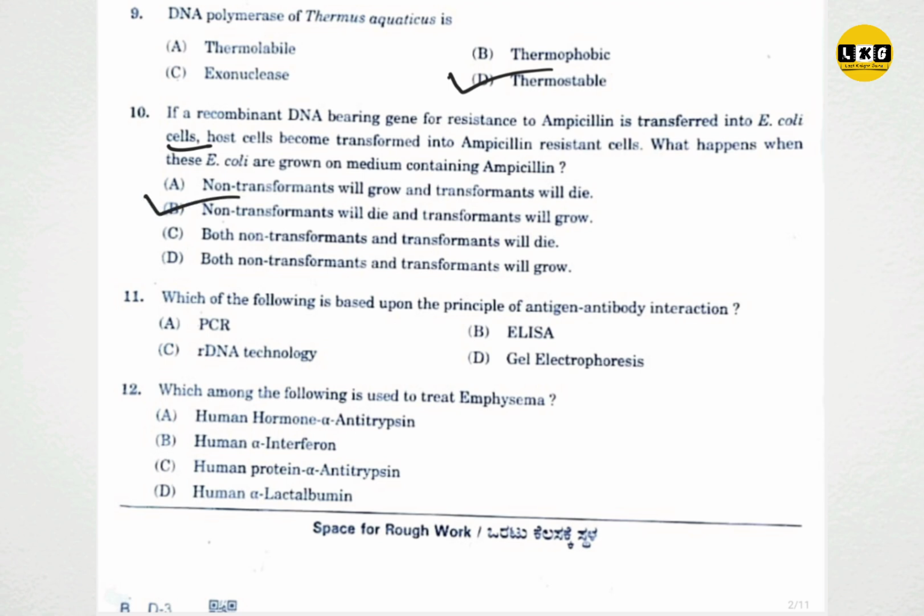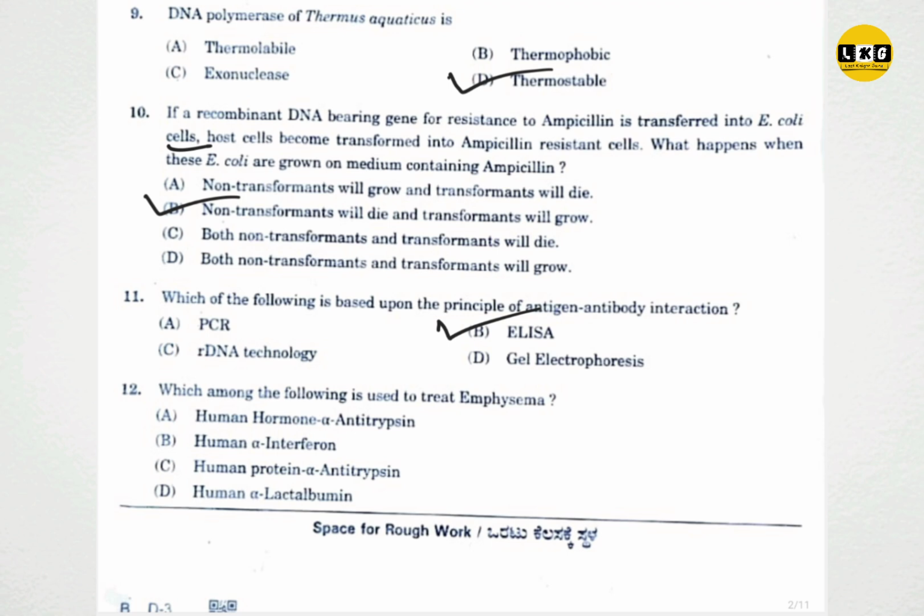Next question. Which of the following is based upon the principle of antigen-antibody interaction? So, you all know ELISA, which is a method for diagnosis of HIV. It works on antigen-antibody reaction. So, here ELISA option is given. So, option B, ELISA.